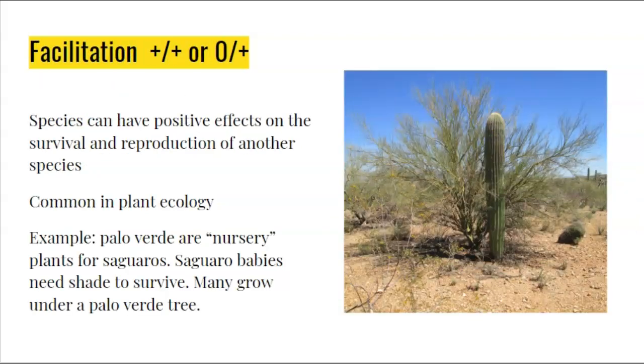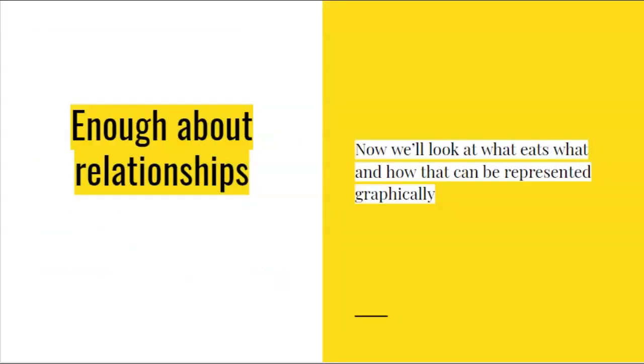So basically here's an example. Palo Verde bushes are quote unquote nursery plants for saguaro cacti. These cacti need the shade to survive, the babies need the shade to survive. And then obviously this cactus is probably providing some thorny protection against some little herbivores for this plant, right? Okay, so that's some biotic relationships.